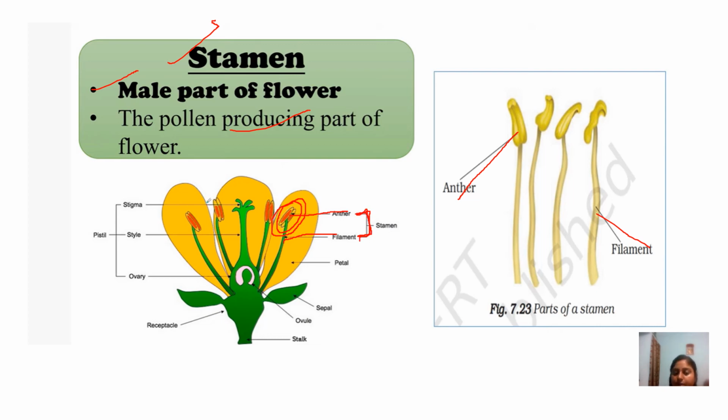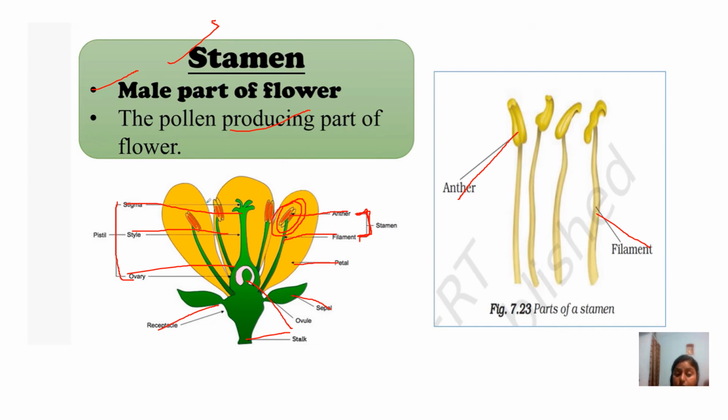Okay students, this is a petal, this is a sepal, and this is the ovule, and this is a stalk and receptacle. This is the ovary, style, and stigma. So these three combine and make the pistil. In the pistil, the first one is stigma, then style, and the third one is ovary.